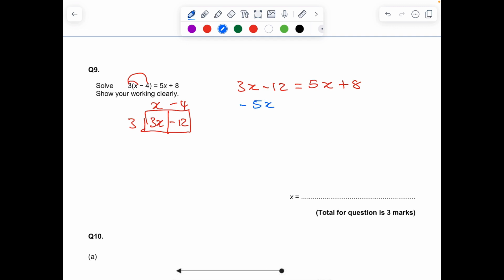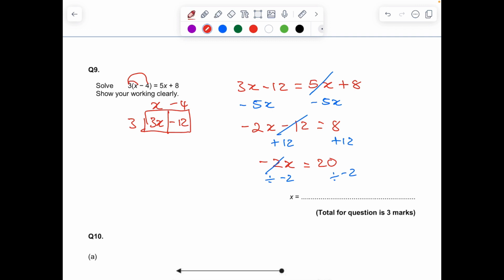I'm going to subtract 5x from both sides to get rid of the 5x here. And that leaves me minus 2x minus 12 equals 8. Then I'm going to add 12 to both sides because that will get rid of the minus 12. So remember, you always do the opposite. And that gives me minus 2x equals 20. And then finally, to get rid of the times by minus 2, I'm going to divide by minus 2. And that's going to give me that x equals minus 10.